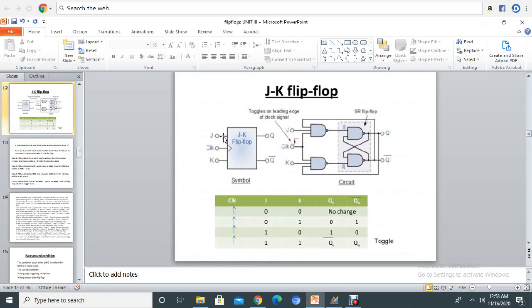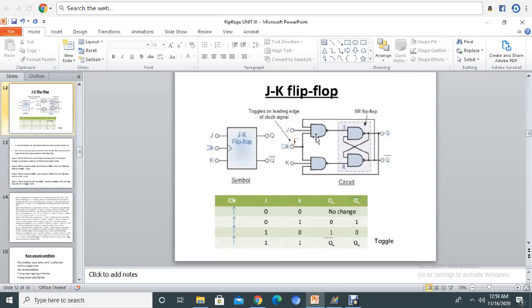J can be either 0 or 1 and the value of K can be either 0 or 1. So there are four possible combinations: 0 0, 0 1, 1 0 and 1 1. First I am applying J is equal to 0, K is equal to 0.